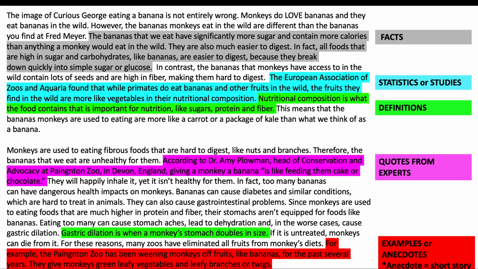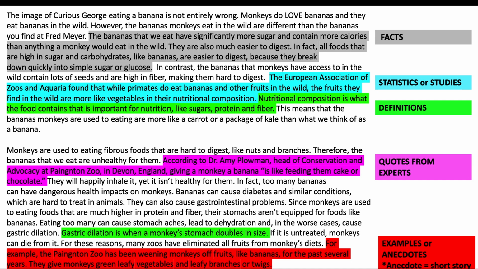An anecdote, if you remember, is a short story, and I really struggled to find a place that I could use an anecdote in my writing. So it's fine if there is a strategy, like I also didn't use a statistic. If there's a strategy that you feel like you can't use in your writing, that's fine. But we really should see a variety of strategies for elaboration.